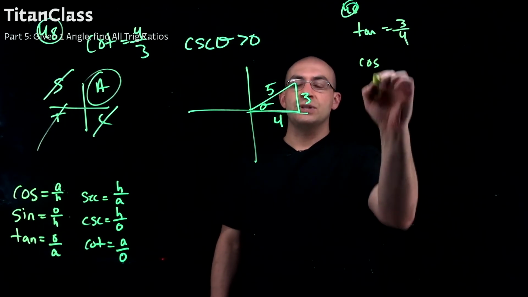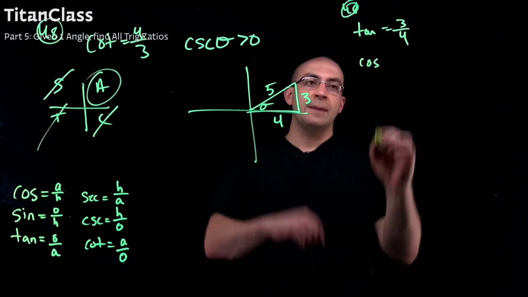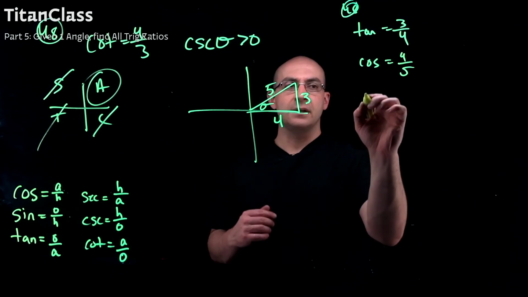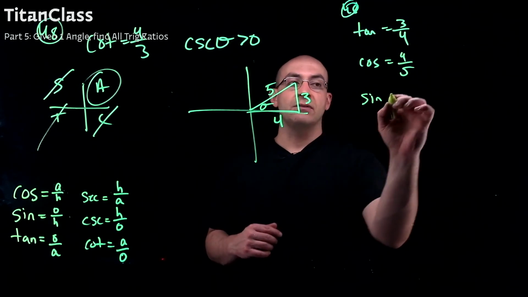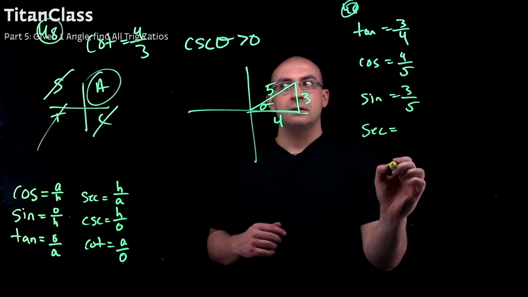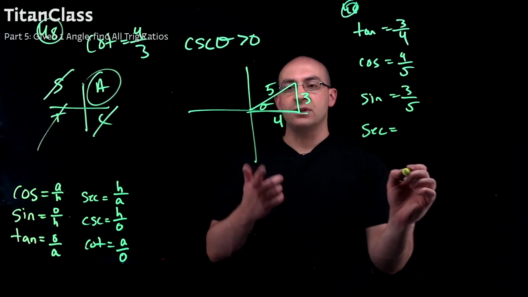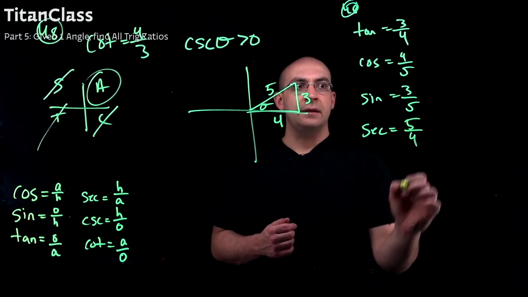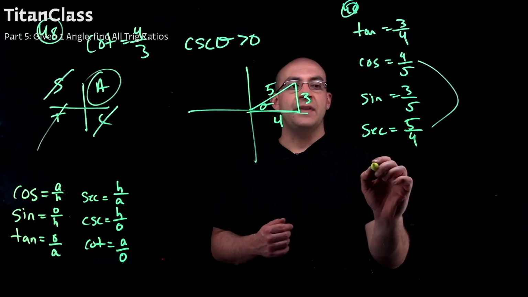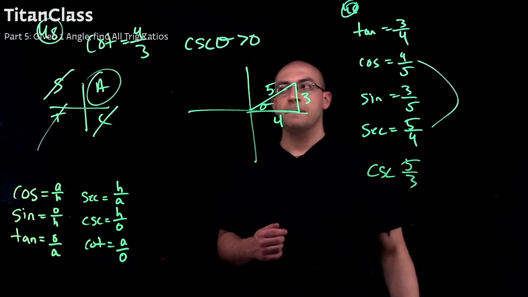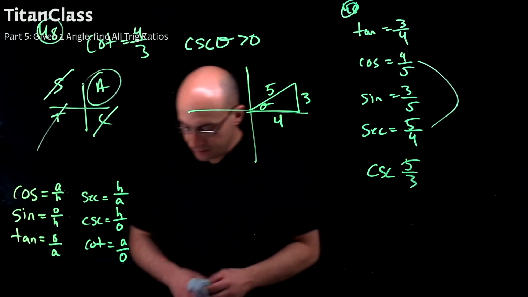Let's go back to cosine. Adjacent over hypotenuse, 4 over 5. We've actually done this same exact problem with these same numbers, kind of. Sine is 3 over 5. Secant: hypotenuse over adjacent, right? So 5 over 4. And we knew that because it was the reciprocal of cosine. And then cosecant, which is the reciprocal of sine, is 5 over 3. Okay? So, interestingly enough.